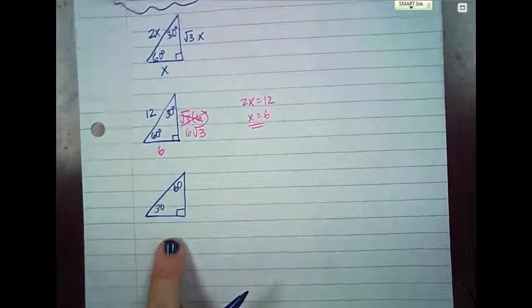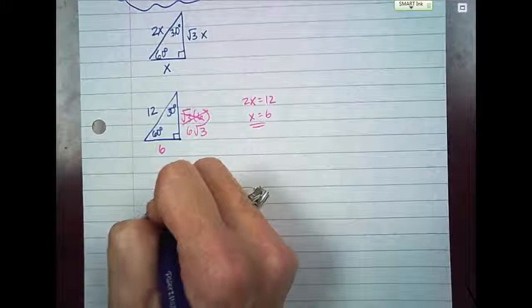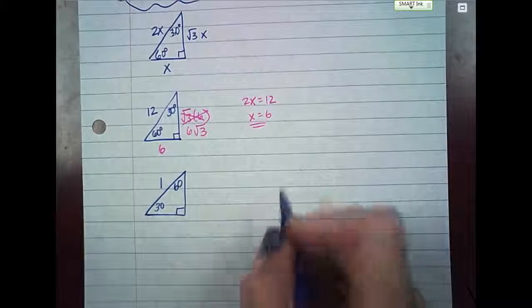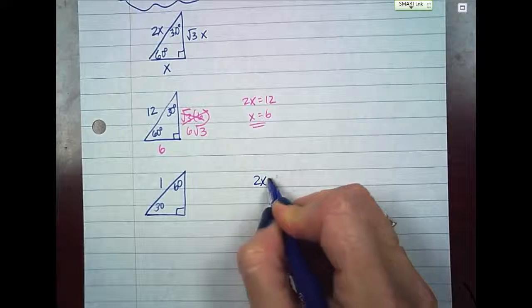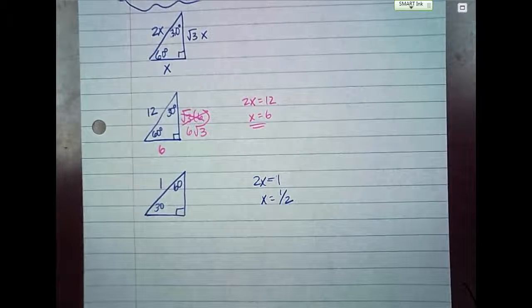Okay. Now, across from the right angle, what did we decide? What was the hypotenuse of this triangle? 1. What's across from 30? In the formula, one half. Right, 2x equals 1. So what's x equal? One half. Right, so across from the 30 is 1/2.